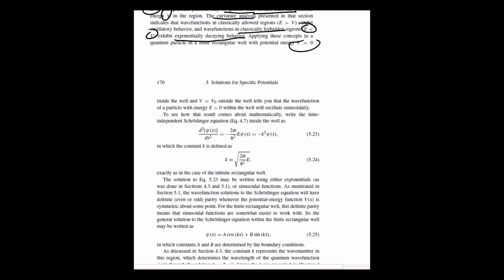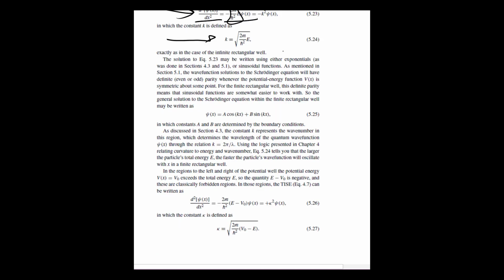But inside the well, V equals 0, so as long as E is greater than 0, you will get the sinusoidal oscillating behavior of the wave functions. That looks exactly like it did in the infinite well case, where once again, since V equals 0 inside the well, we just have the curvature term equaling these constants times the separation variable E times the wave function psi, and we group these into a variable we call k squared.